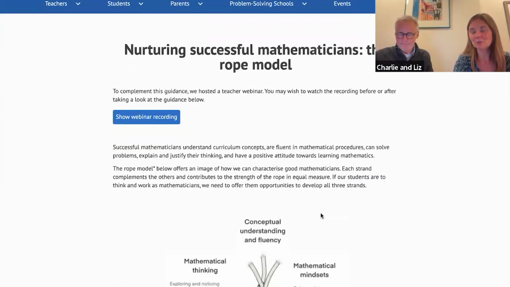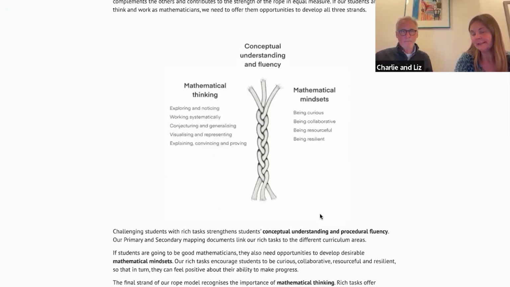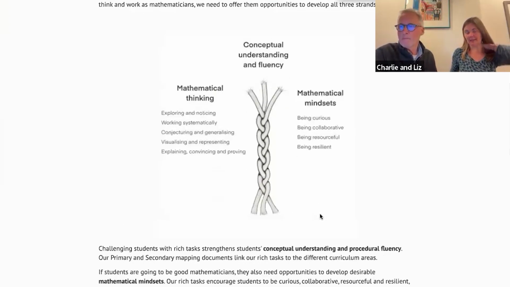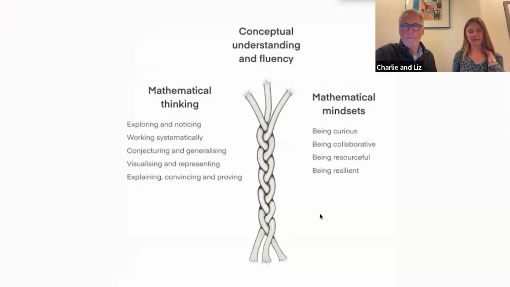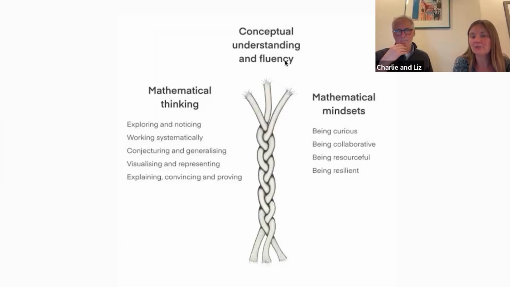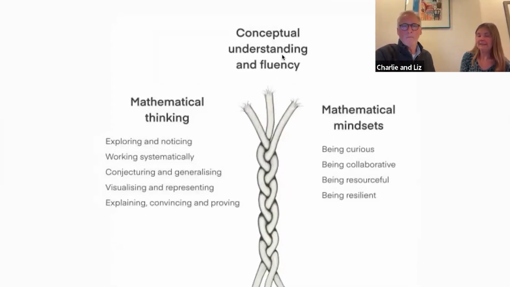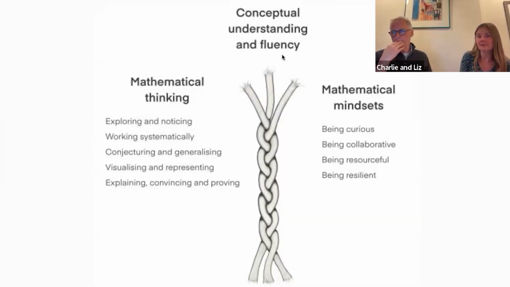And we'd like to introduce you to what we call our rope model. It was originally developed by researchers in the States, led by Kilpatrick. And what you've got here are 3 strands of a rope representing the characteristics of a good mathematician. So we've got one strand which represents that good conceptual understanding and that procedural fluency, which of course this task lends itself to. However, at NRICH, we believe that there are 2 other important strands.